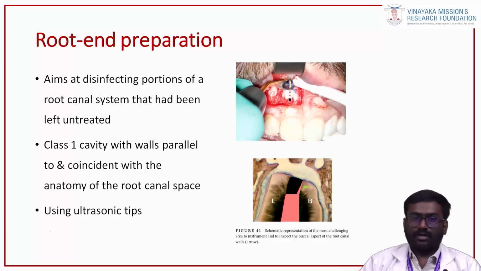So once the cavity is curated, the root end is resected, complete hemostasis is achieved, and the area is clean, then you move on to the procedure called root end preparation and root end filling, which is usually performed by an endodontist. Here the idea of preparing the root end is to disinfect all the apical portions of the canal that have been left untreated, and to create a class 1 cavity with parallel walls. It is best done by experts, as I said. They do it with ultrasonic tips, creating a class 1 cavity where the walls are parallel to each other, with a sufficient retaining mechanism to retain the root end filling material.